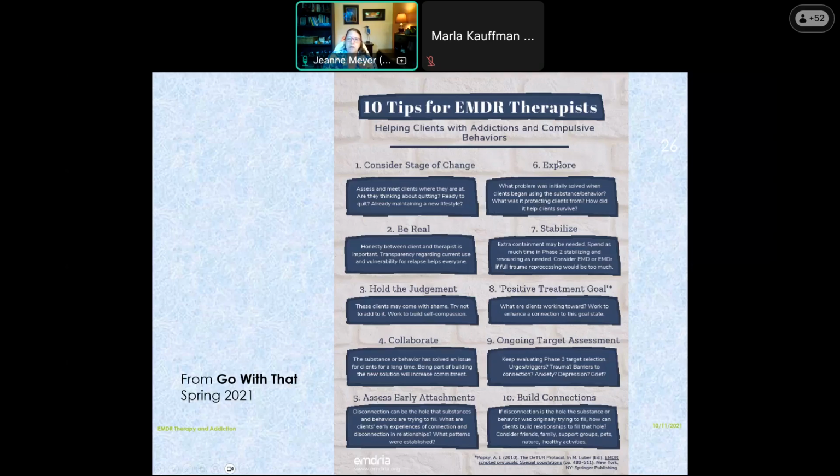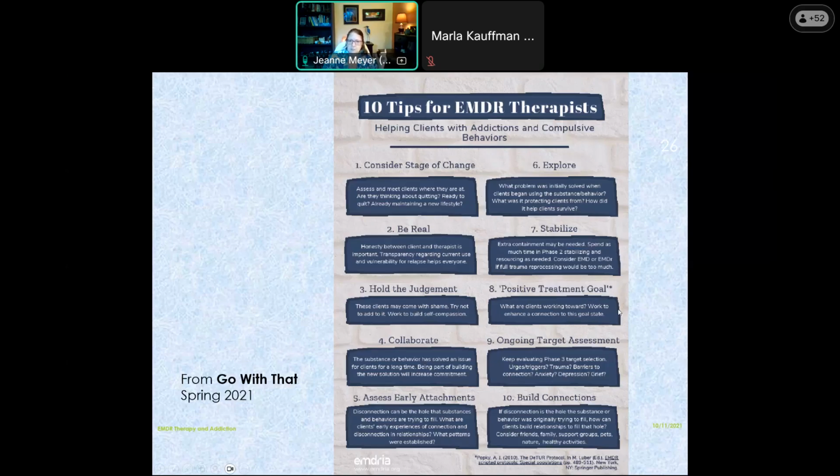And then explore. Generally speaking, when people are doing their addictive behavior, it helps at first. Being able to acknowledge that is really validating. And then stabilizing. So this is back to phase 2. We spend as much time in phase 2 in stabilization as we need to, so that people are going to be able to tolerate the trauma processing.